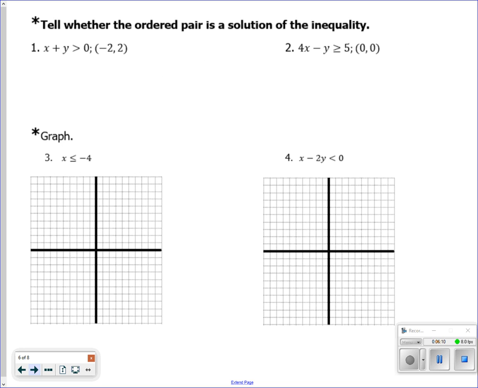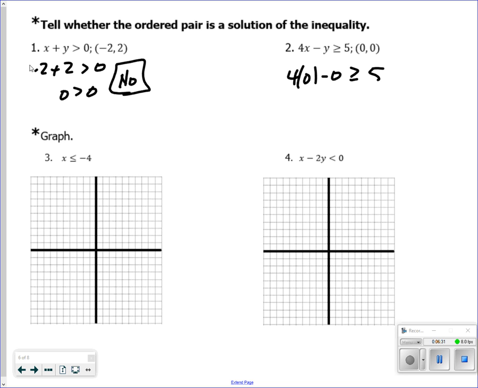On your own, try each one of these. Hit pause. All right, welcome back. So we're going to put -2 in for x, 2 in for y, and decide if it's true. And the answer to this is no, it is not, because 0 is not greater than 0. Put 0 in for x and 0 in for y and decide if it's true. And again, it is no, it is not true again. 0 is not greater than or equal to 5.